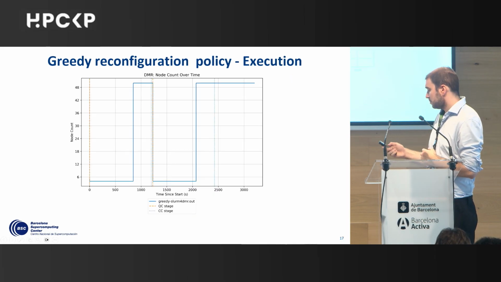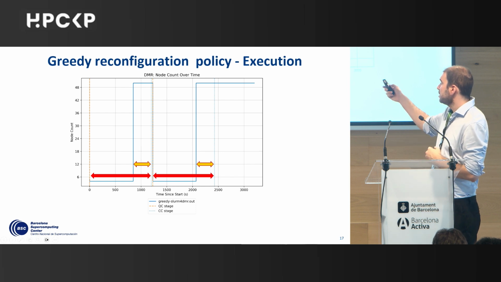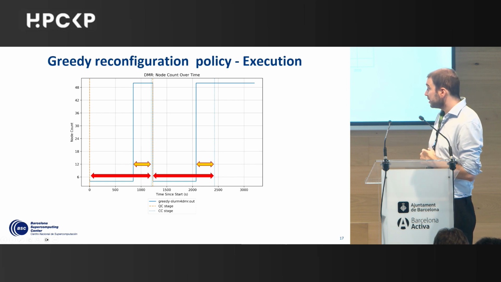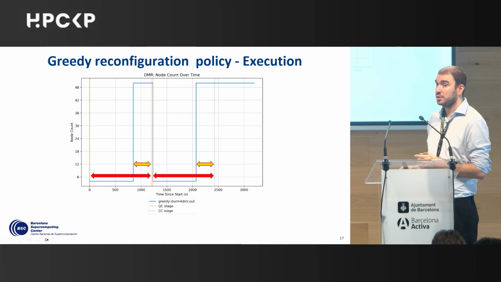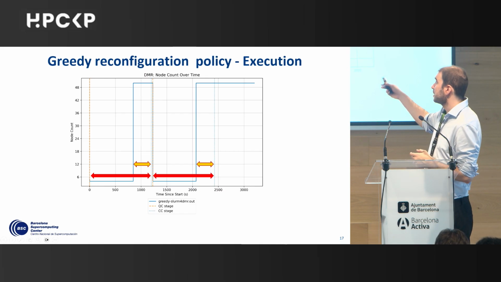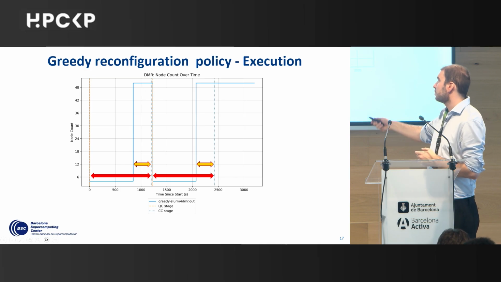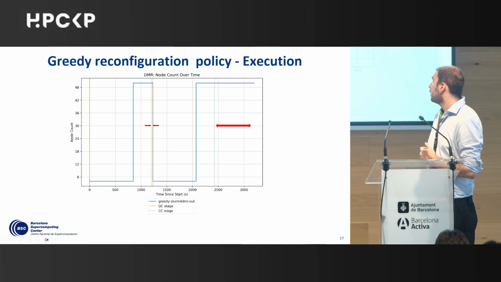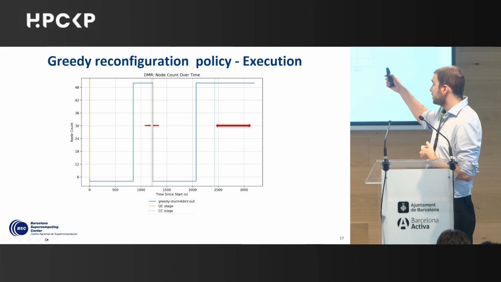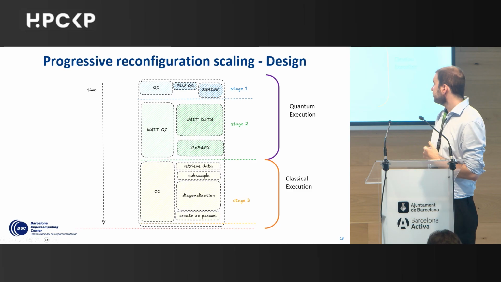And this is the same diagram. However, we can see how we got the resources earlier. The red arrows represent the quantum stage, and the yellow arrows represent when we allocate the resources. So as you can see, they are allocated before the classical stage starts, so we don't have to wait for them. And this is just the classical stage, which is really small. However, we got the resources for more time.